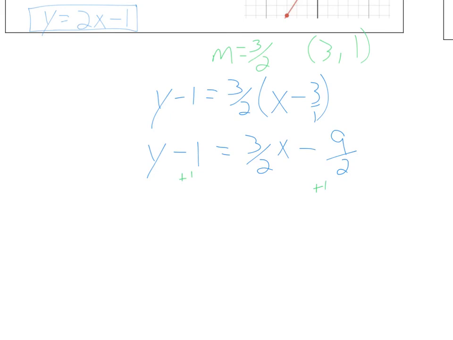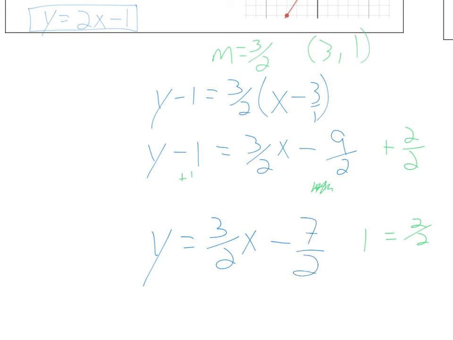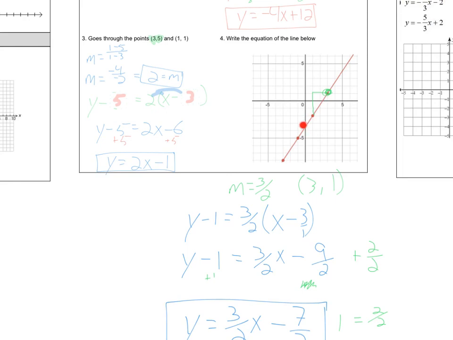But if I'm adding 1, I need common denominators. So adding 1 is the same thing as adding 2/2, 2 over 2. So instead of thinking of this as adding plus 1, I'm going to say plus 2/2. When I do that, I'll get y equals the 3/2 x minus, let's see, negative 9 plus 2, that'll be negative 7. So 7/2. 7/2 is 3.5, and if I look at the graph, I'd say the y-intercept is 3.5.